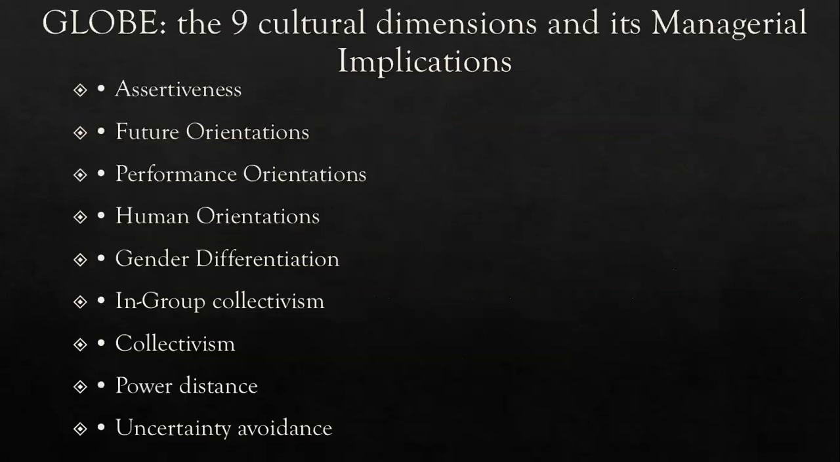Okay. So according to this particular model, they have come up with 9 cultural dimensions, like how we have seen 5 dimensions, 3 dimensions and so on in the previous models. Similarly, in this model, we have 9 cultural dimensions, and we are also seeing how these dimensions can act as factors which can have managerial implications in companies.